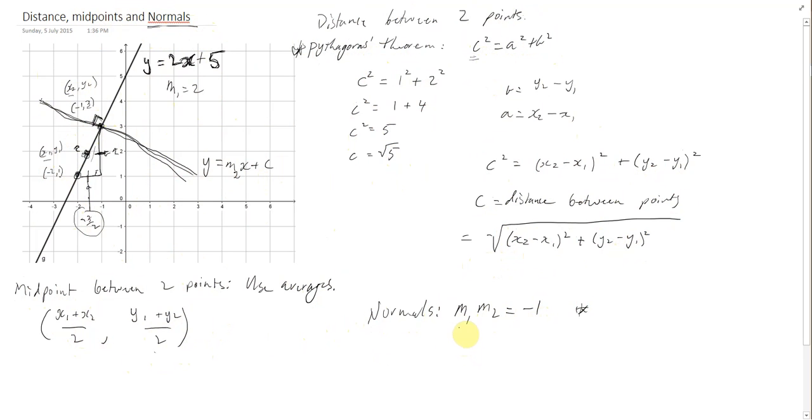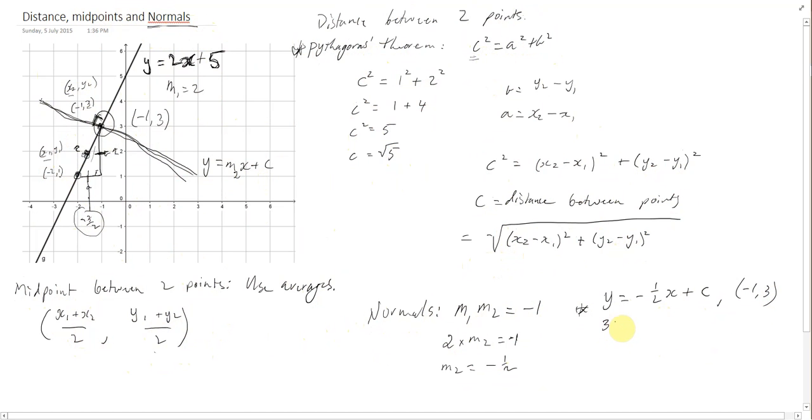So our gradient 1 is 2. So here we have 2 times m2 equals minus 1, which means our m2 is minus a half. So the normal equation is this, y equals minus a half x plus c. Now to find any equation, we just need to sub in a point. And the point we sub in is the one point we know, which is minus 1, 3. So we'll sub in minus 1, 3. I'm just going to write minus 1, 3 here.